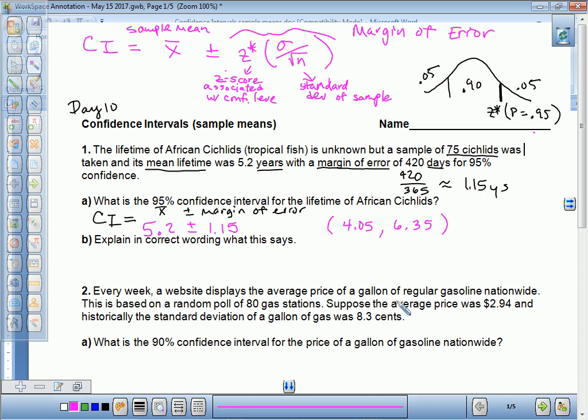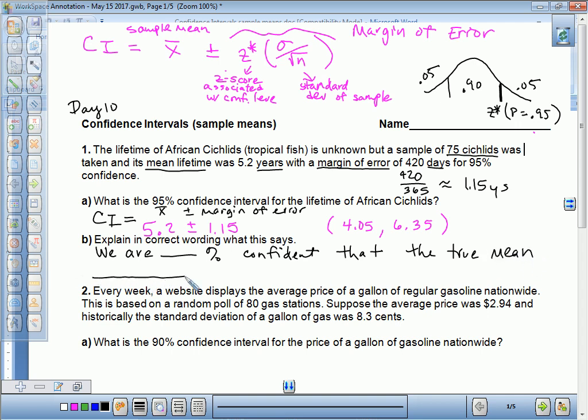Now, the wording. The wording is the fill in the blank part. On Friday, we discussed, every time we just fill in the blank. We are blank % confident that the true mean blank, this is where we tell what we're finding the mean of, is between or lies between blank and blank. And then we need a unit.